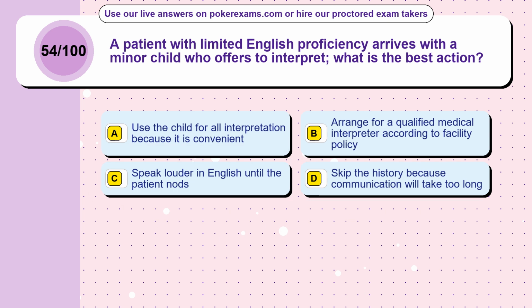Question 54. A patient with limited English proficiency arrives with a minor child who offers to interpret. What is the best action? Option A. Use the child for all interpretation because it is convenient.